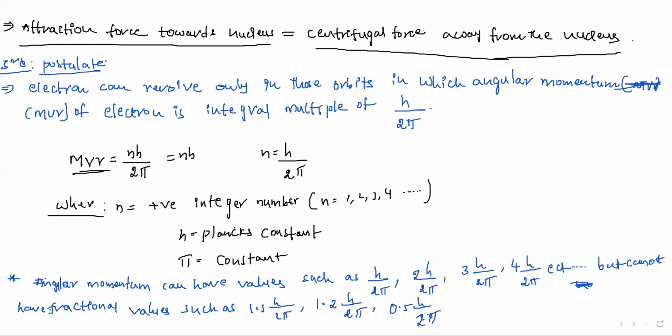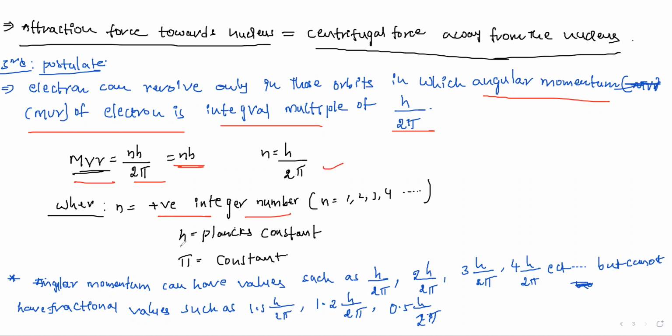So the electron can revolve only in those orbits in which angular momentum is quantized. We can say the angular momentum mvr of the electron is an integral multiple of h by 2 pi, mvr equal to nh by 2 pi, where n values are integers 1, 2, 3, h is Planck's constant, and pi is also a constant. Okay? And next, the fourth postulate.